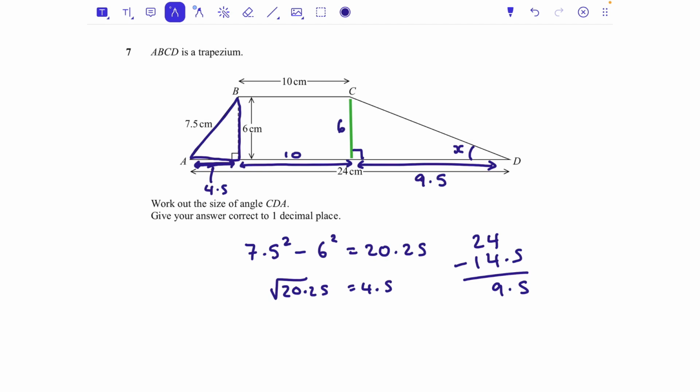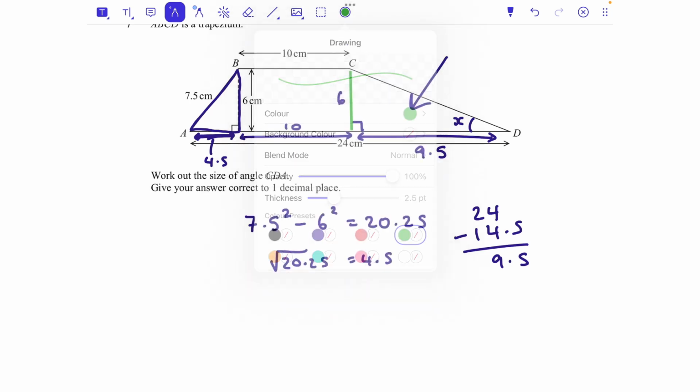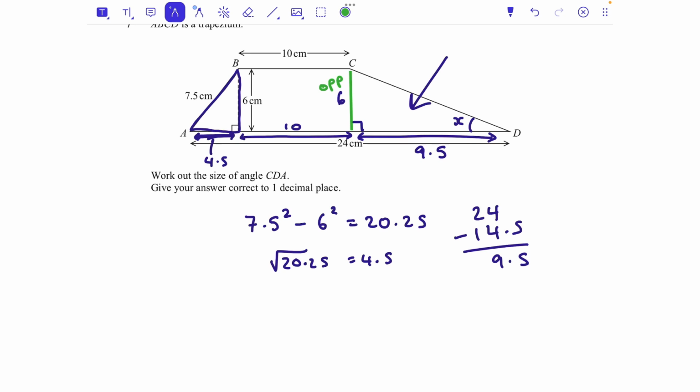And now I can look at this triangle here. If we're wanting an angle, in a right angle triangle, it's going to be SOHCAHTOA. So let's label our sides, change colour pen. So this is the opposite over here. This is the adjacent here. And this is the hypotenuse. The opposite is always opposite the angle you're interested in. The adjacent is always next to the angle you're interested in. And the hypotenuse is always over from the right angle.